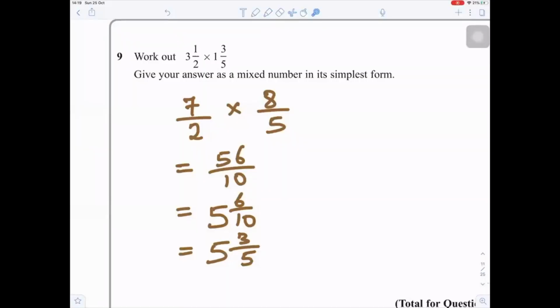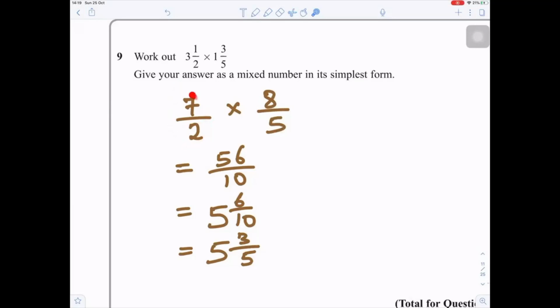Question number 9. Work out 3 1/2 times 1 3/5. Give your answer as a mixed number in its simplest form. To do that, we can change the mixed number 3 1/2 to an improper fraction. 3 times 2 is 6, plus 1 is 7. So that gives you 7 over 2. Change the next one. 1 times 5 is 5, plus 3 gives you 8. 8 over 5.